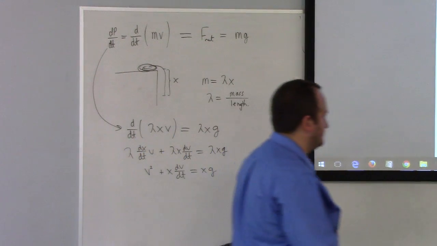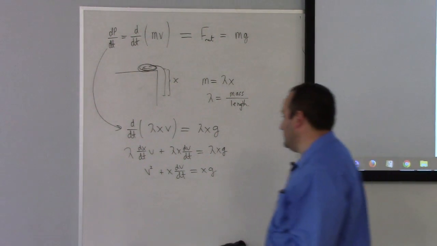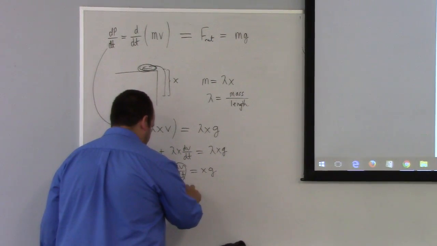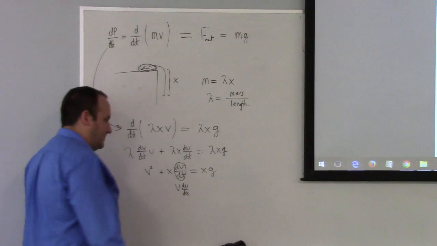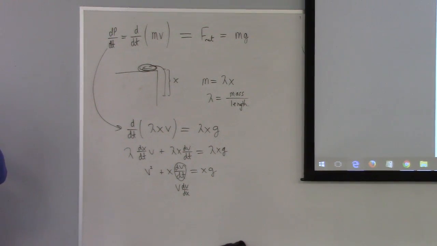Right? See? v squared plus x dv/dt, oh, what? I got a dv/dt. So what do I do? I do the usual trick. I trade this for a v dv/dx, right? And then I solve. Okay, past that, it's differential equations. It's just solving. The details are right there.